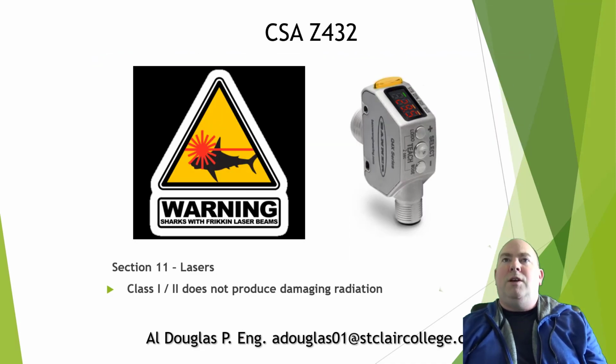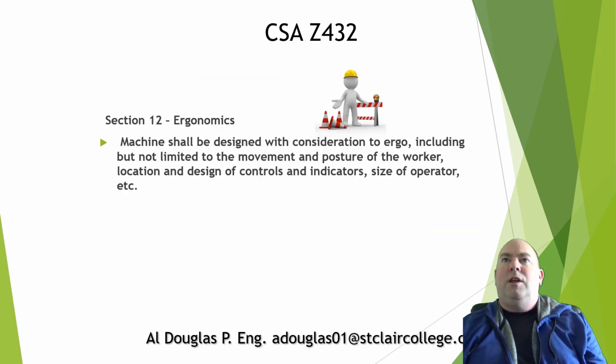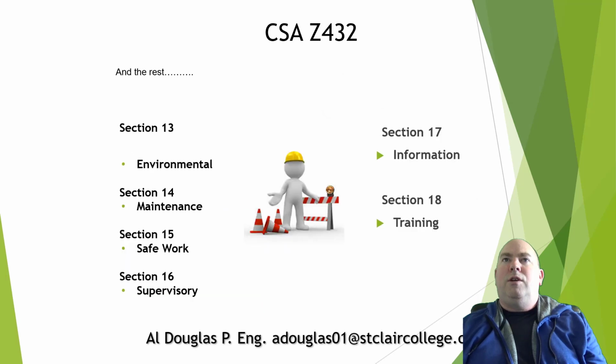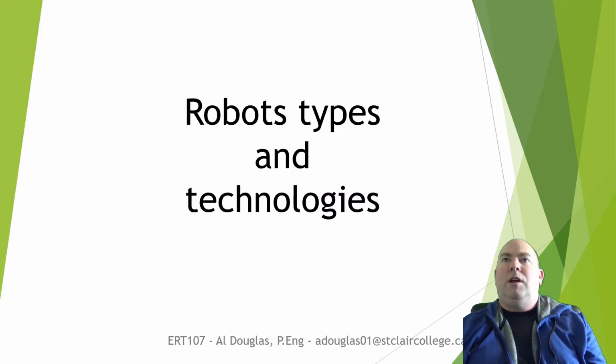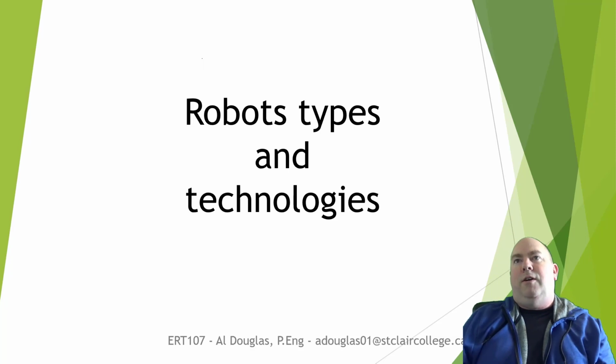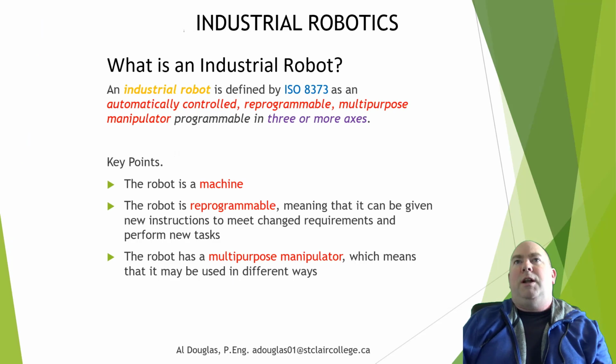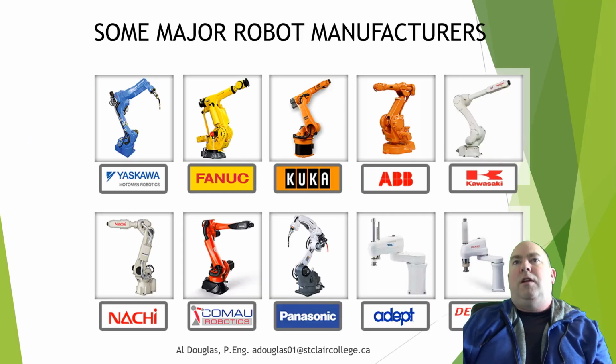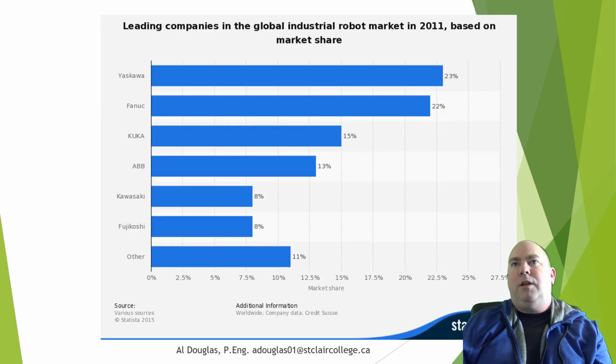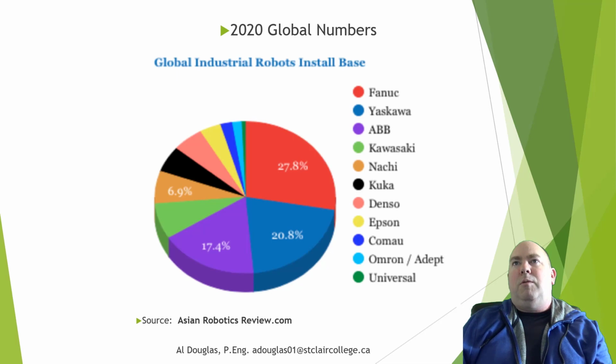We also talked about lasers, different classes of lasers, and guarding against those. And that was it for safety. Then we got into the robot technologies and different robot types. The definition of an industrial robot. Different manufacturers, lots of different manufacturers there. ABB and FANUC are the two main ones that we're going to deal with. And we talked about market share of robots.